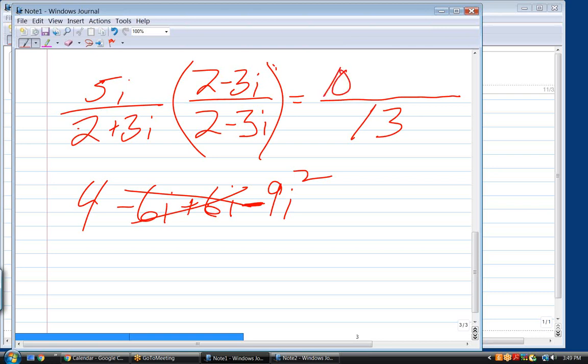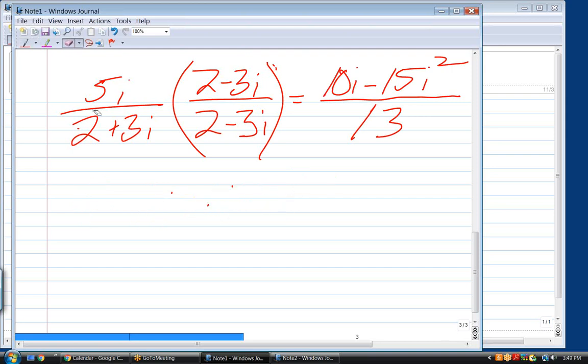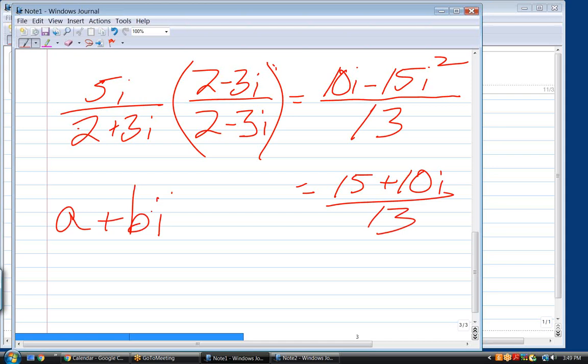Now, the top is 10i minus 15i squared. And so this whole thing turns into, that's minus 1, so 15 plus 10i, and that's not quite the final answer. In other words, a plus bi is in proper complex number format. So I would want to turn this into two fractions: 15 thirteenths plus 10 thirteenths i. Now I have it in a plus bi format.